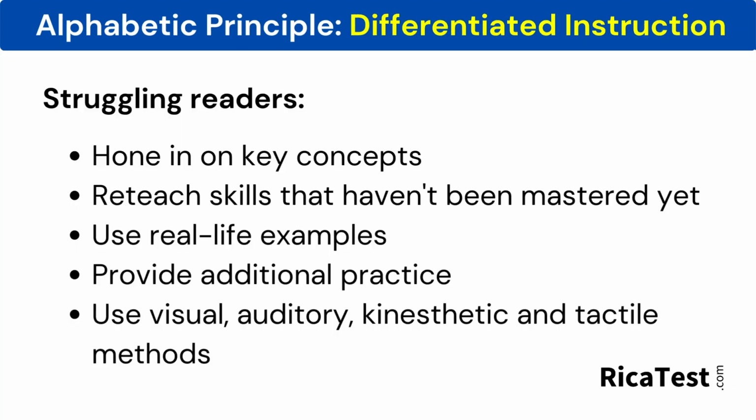Providing differentiated instruction to help our struggling readers to learn the alphabetic principle will involve at least one of the following methods. You can hone in on key concepts, reteach skills that haven't been mastered yet using one-to-one intervention. You can use real life examples, provide additional practice, or use visual, auditory, kinesthetic, and tactile methods, which is the approach that we recommend that you use on your RICA test.